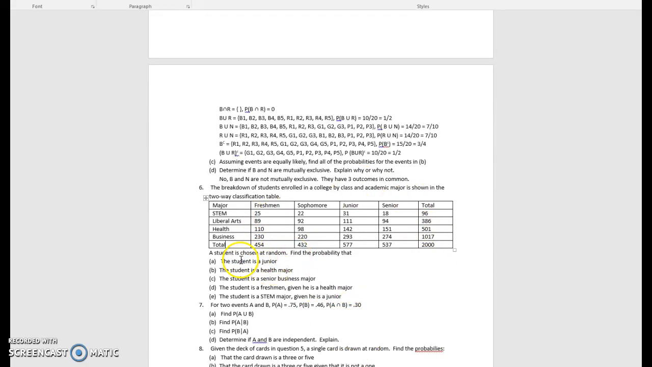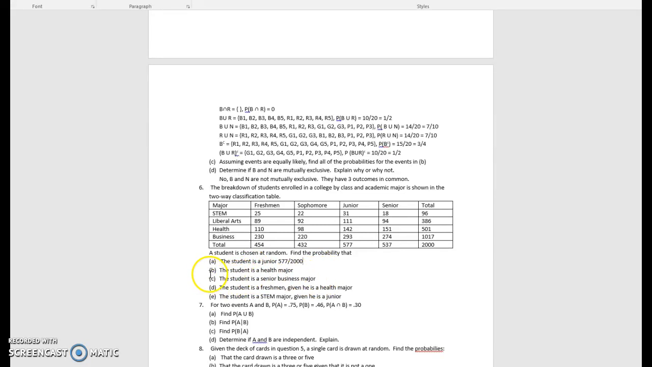All right, so the student is a junior. We want to find the probability that the student is a junior. So let's find the total number of juniors, which if we look down this column, it's 577. And we're going to put 577 divided by 2,000. And of course, if you want to put that into your calculator, you can change it into a decimal.